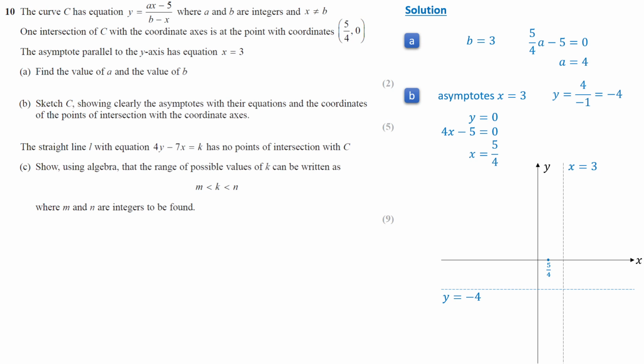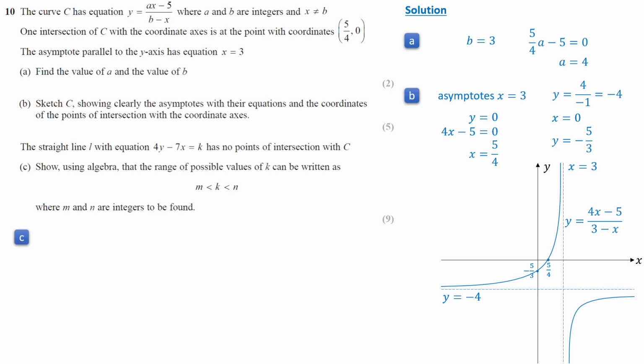The y-intercept occurs when x equals 0. Substituting into the equation, we get y equals negative 5 over 3. The curve will approach asymptotes x equals 3 and y equals negative 4 without touching them. The graph will have one branch in the upper left part and another branch in the lower right part.